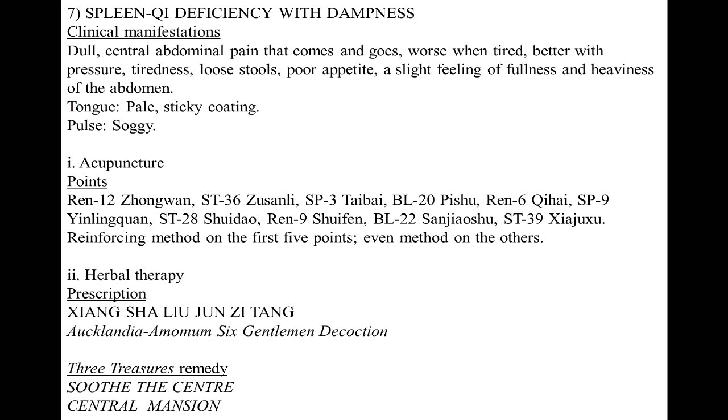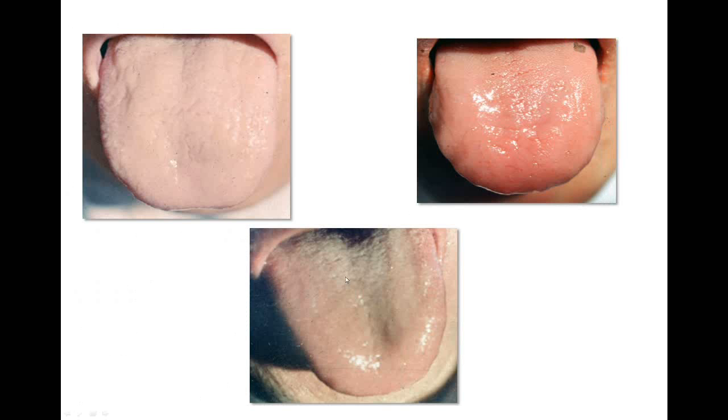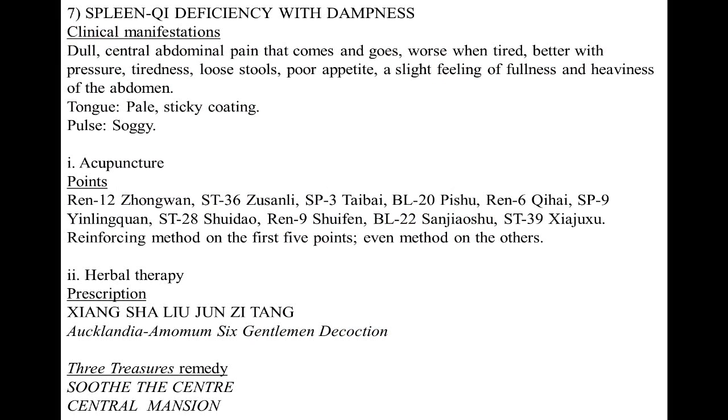Now, the next pattern is Spleen-Qi deficiency with dampness, incredibly common. This is a deficiency pattern with some dampness. And actually the previous tongue, the bottom one, would be a good indication of this pattern. Spleen-Qi deficiency with dampness. So by definition, in all these deficiency patterns, the pain is very mild, better after eating, and better with pressure. And also in all these deficiency patterns of the spleen, there would be loose stools.